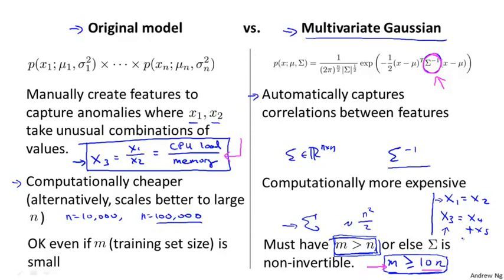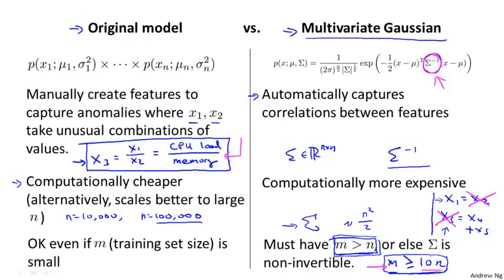But in case you implement a multivariate Gaussian model and you find that sigma is non-invertible, what I would do is first make sure that m is quite a bit bigger than n. And if it is, then the second thing I do is just check for redundant features. And so if you have two features that are equal, just get rid of one of them. Or if you have redundant features like these, x3 equals x4 plus x5, just get rid of the redundant feature, and then it should work fine again.